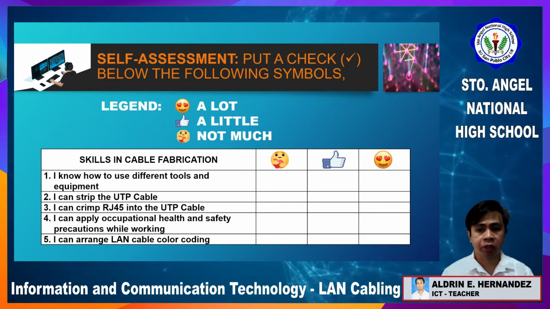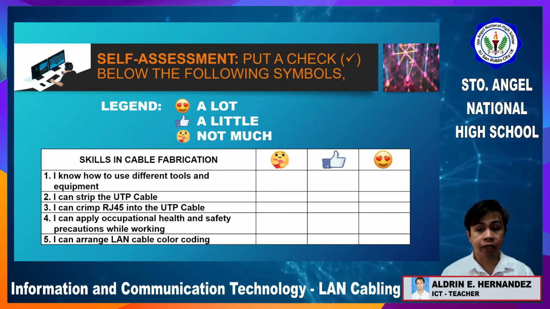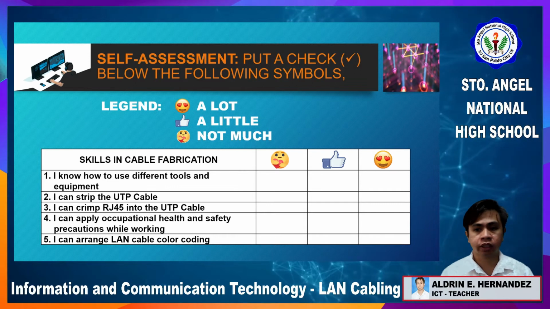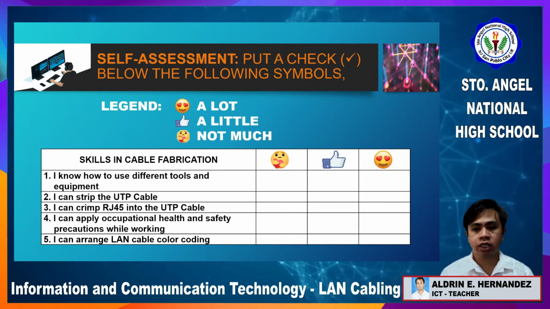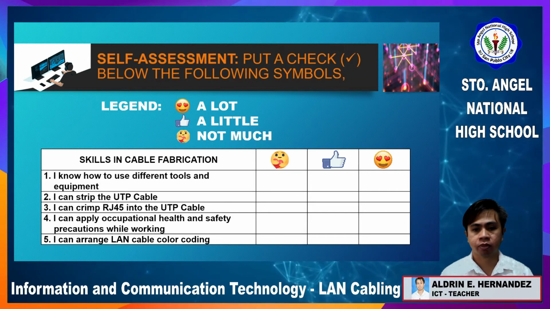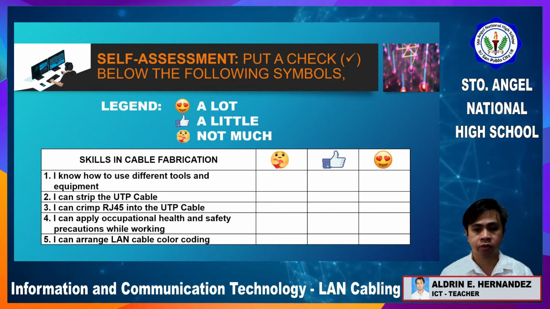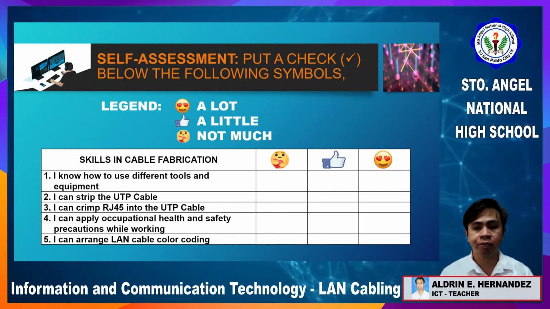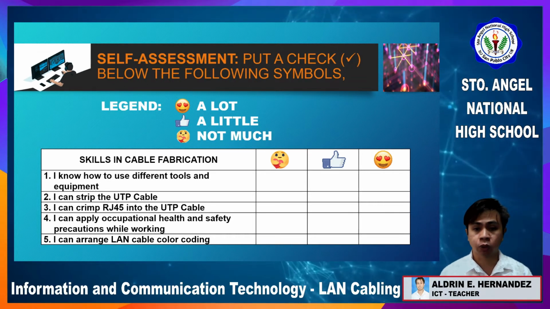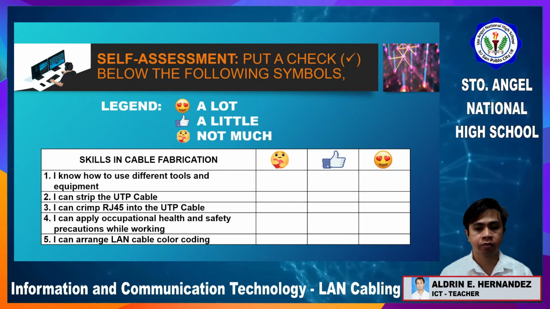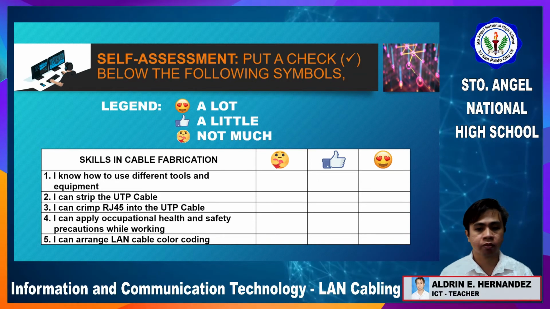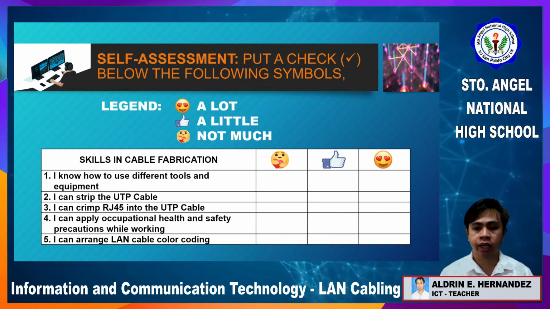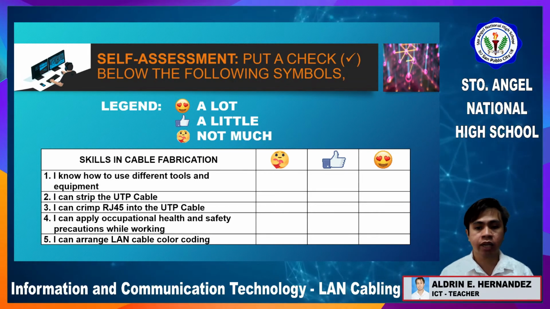Put a check below the following symbols: heart emoji if a lot, like emoji if a little, and care emoji if not much. Take note, class. You need to put a check before each emoji. Below are skills in cable fabrication. First one, I know how to use different tools and equipment. Number 2, I can strip the UTP cable. Number 3, I can crimp RJ45 into UTP cable. Number 4, I can apply occupational health and safety precautions while working. Last one, I can arrange LAN cable color coding.